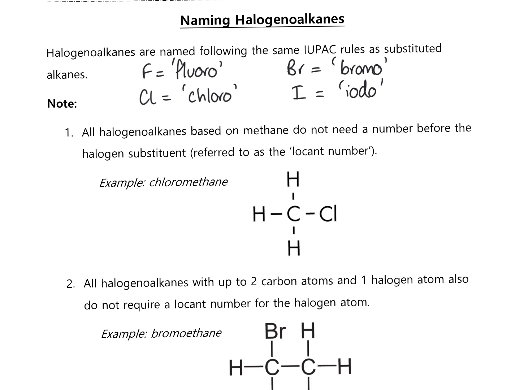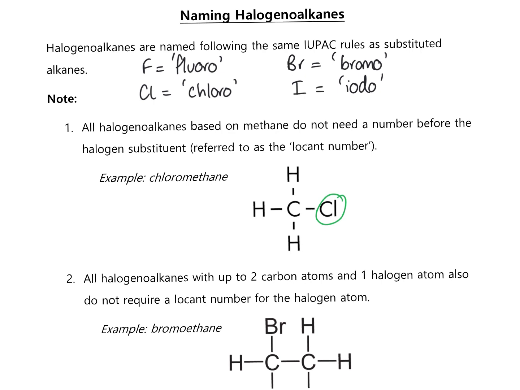And why is that? That's because the halogen group only has one option of where it could be. It can only be on one carbon, because there only is one carbon. And so therefore we don't need to call this one chloromethane, it's just chloromethane. And even if there was two chloros there, we would just call that dichloromethane. It doesn't need to be one dichloromethane, because there is no other carbon atom that chloro group could be on.